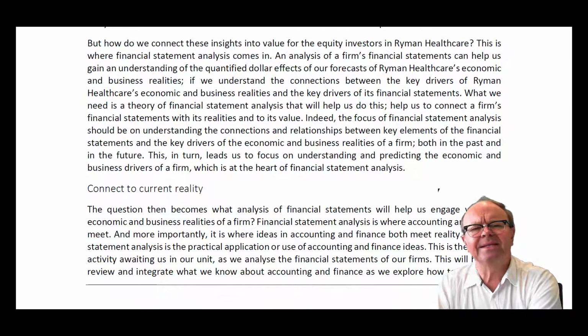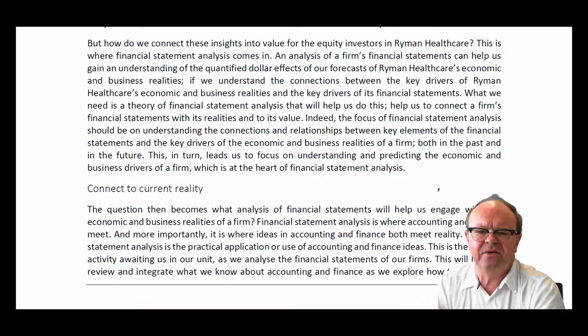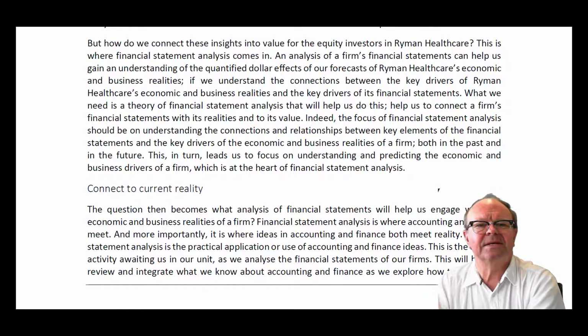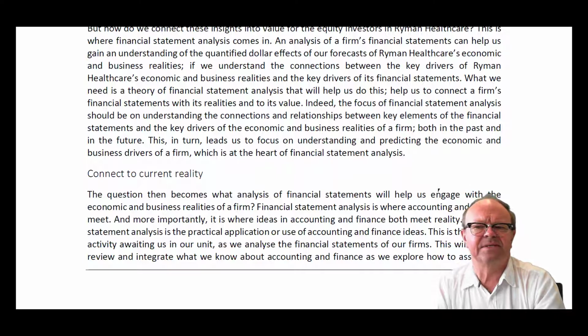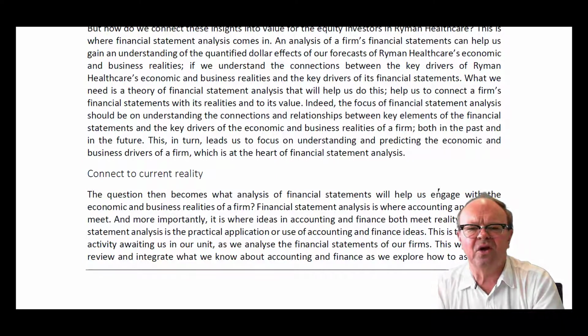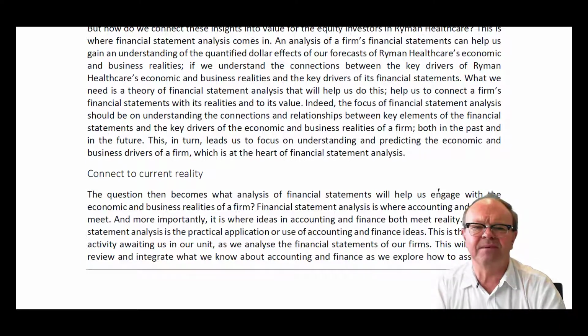But how do we connect these insights into value for the equity investors in Ryman Healthcare? This is where financial statement analysis comes in. An analysis of a firm's financial statements can help us gain an understanding of the quantified dollar effects of our forecasts of Ryman Healthcare's economic and business realities.